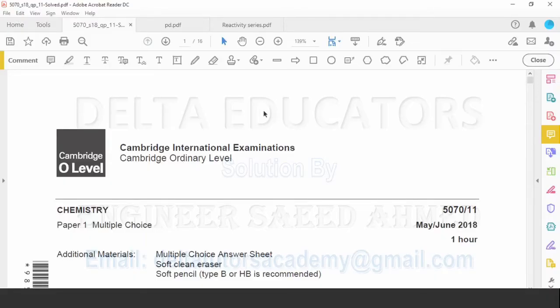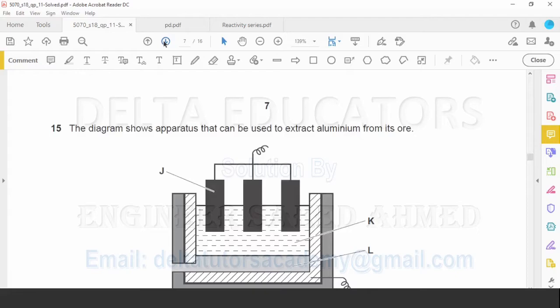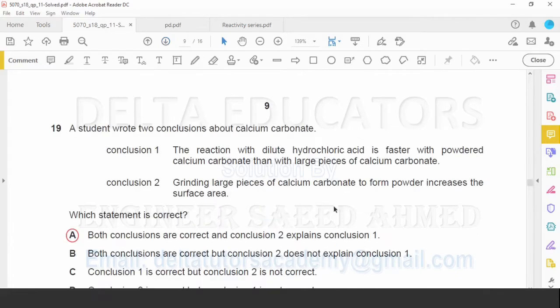It is O-Level Chemistry 5070, Paper 1, Variant 1, May-June 18. And today we are going to solve questions from 21 to 30. From 1 to 20 we have already solved, and from 31 to 40 we will solve in the next session.